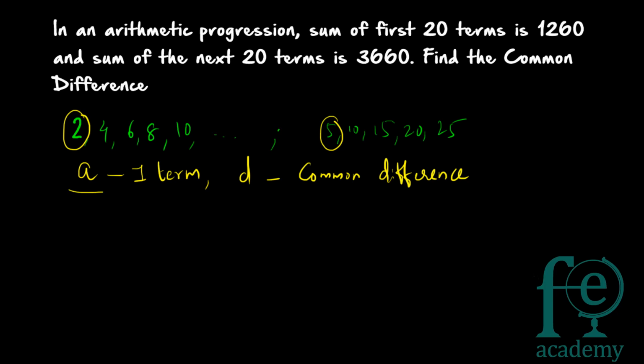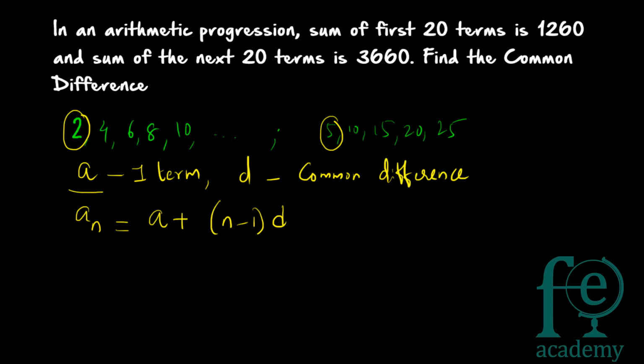Now how can we find the nth term of an arithmetic progression? What is the formula for finding the nth term? Generally, the nth term of an arithmetic progression is given as an is equal to a plus n minus 1 into d, where n stands for the nth term. So a plus n minus 1 into d.